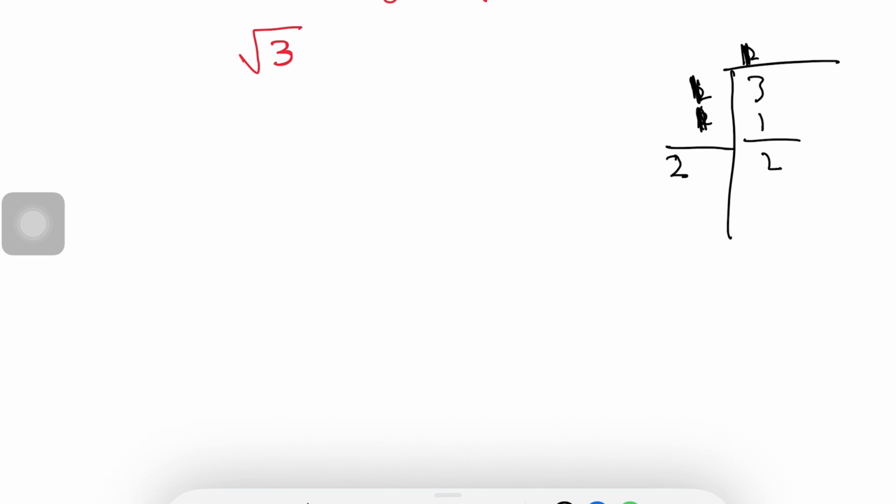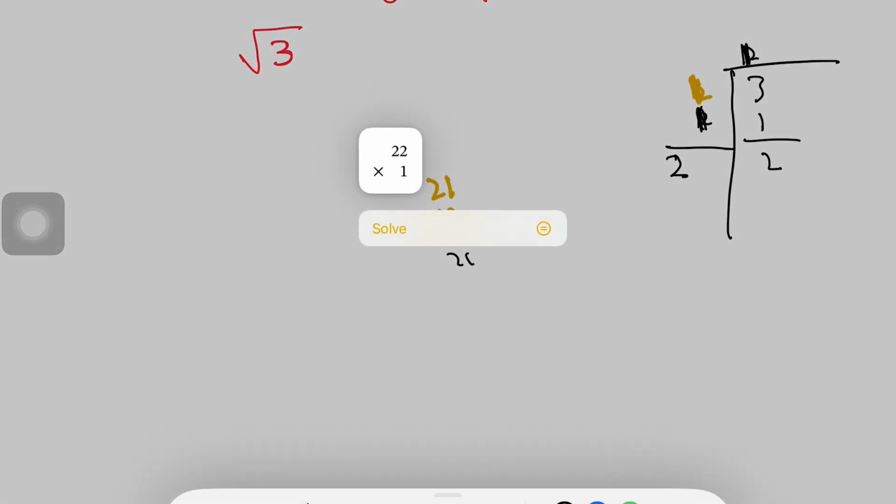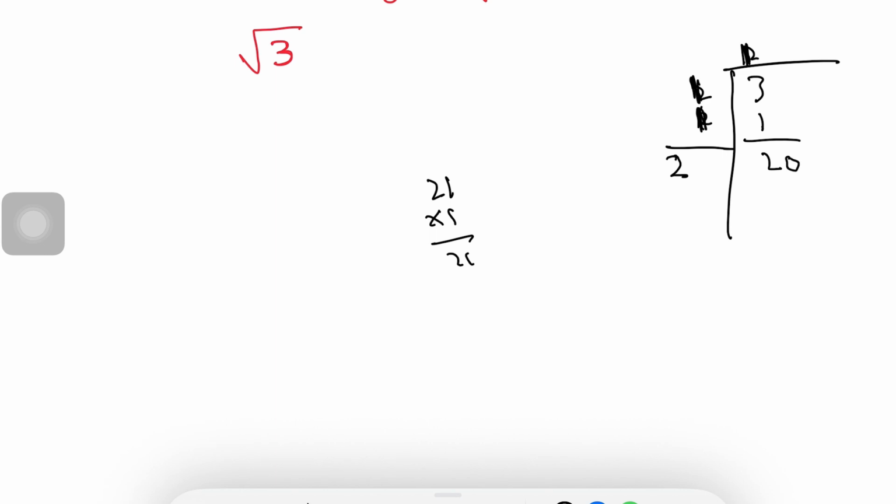The next step is 1 plus 1, which is 2. Here we choose any number, for example 21. 21 multiplied by 1 is 21. 21 is greater than 2, so we write 0 and put the decimal point. Here, 1 point. Then we keep increasing from this number. So we write the 0 and apply again.